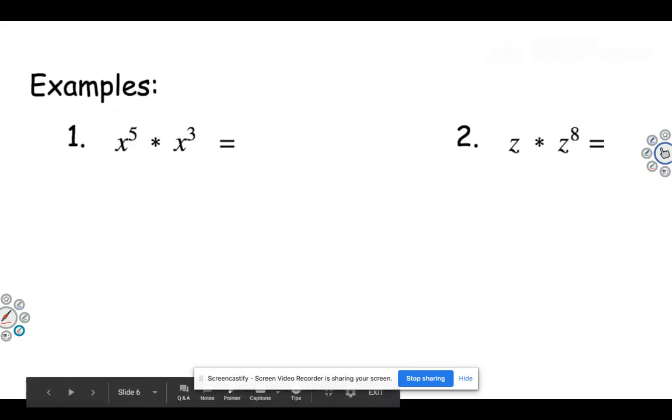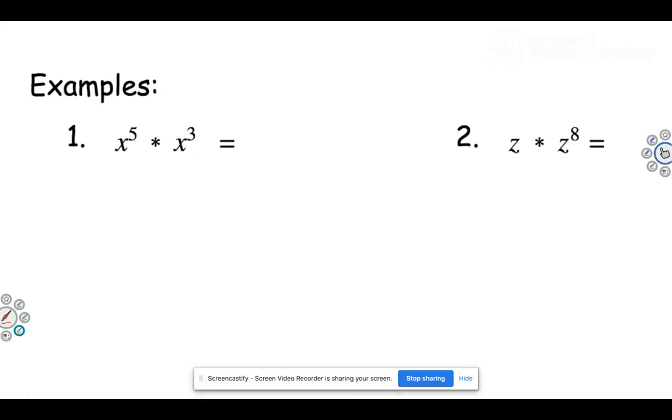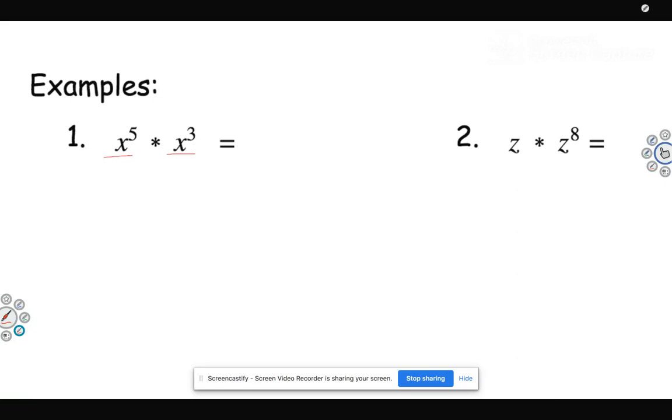Okay, so we have 4 examples for this section. The first example is x to the fifth and x to the third. My first question to you would be, how do I know that I can combine these? The answer is I know because they have the same base. Both of them have the base of x. So just like the slide before, if they have the same base, then we keep the base.